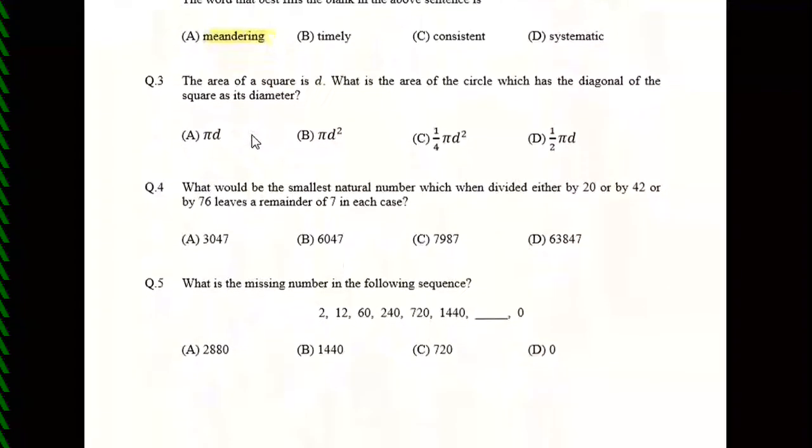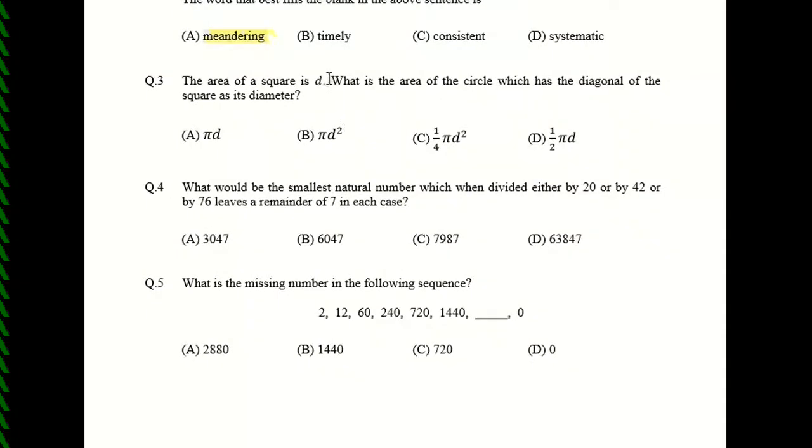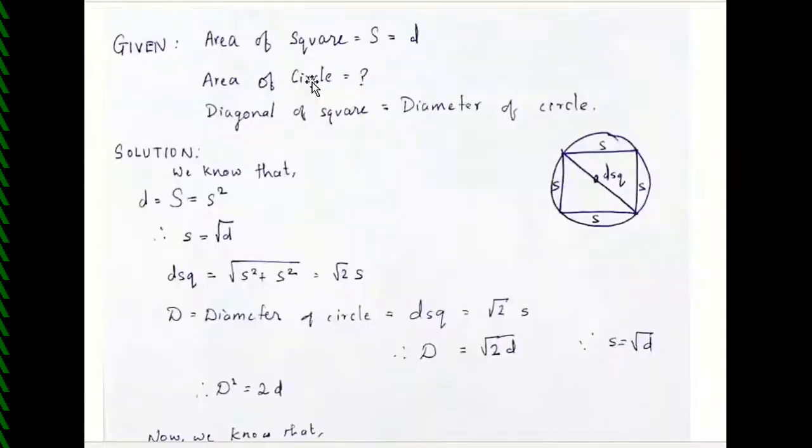So third question: the area of a square is D. What is the area of the circle which has the diagonal of the square as its diameter? One thing you have to remember is that D is the area here, and you must not also consider D as the diameter while solving. So keep in mind that D is area and not diameter. You should declare some other variable for diameter and not small d. Keep that in mind, it will save you a lot of time. So let's go on to solving this question.